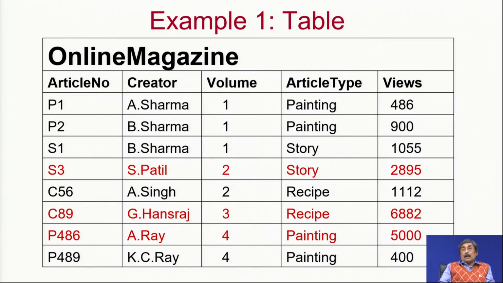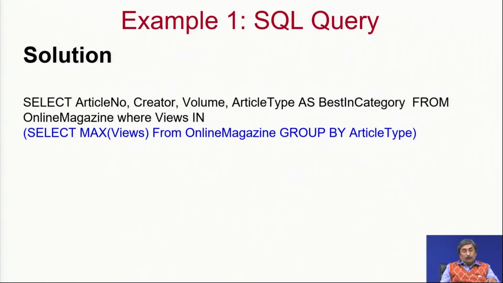Now, which one has the highest view? 5000, the record with the 5000 views for painting. For story, what is the highest view? 2895. So, I have to create this table in such a manner that for the same article type the views will be different, and the question is to pick up those records where views for a given article type is maximum. So, what should I do? How do I get to a solution?